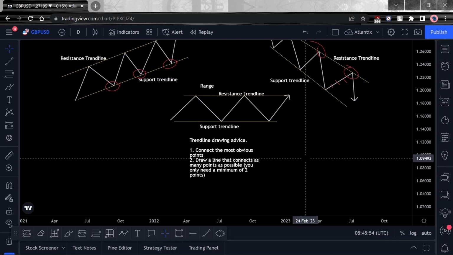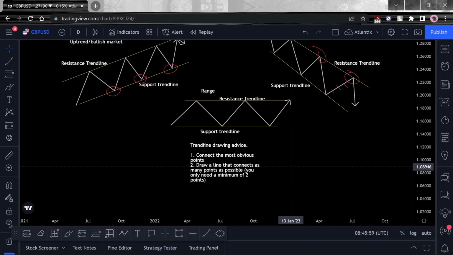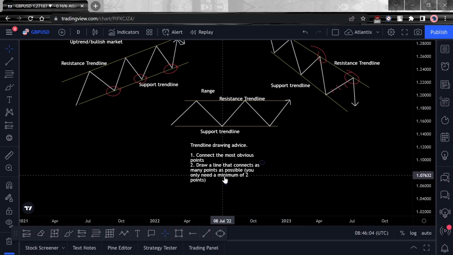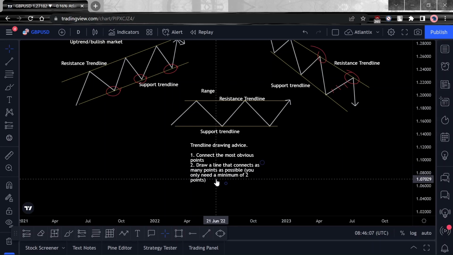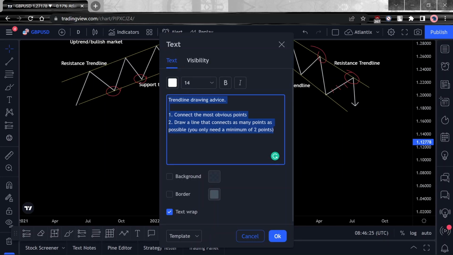When you have even more points to connect with those 2 points, what that simply tells you is that that line is more valid. It's highly likely to be correct when you have more points that are connecting to that line. Okay, so you need to try and draw a line that connects as many points as possible. But if you can't find many points and you can only find 2, that's perfectly fine as well.